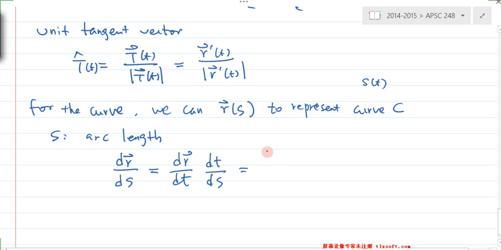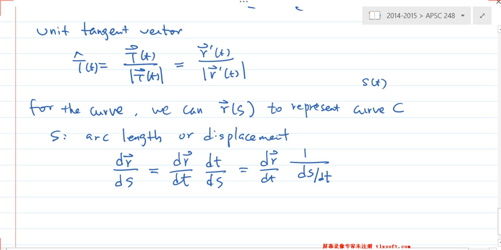Now I'll manipulate this portion slightly. I'll move this dt to the denominator. So what do I get? I get 1 over dt over ds, that is, ds over dt. Remember what s is. s is arc length, or the displacement. So in physics, ds over dt gives us not velocity, not the position.